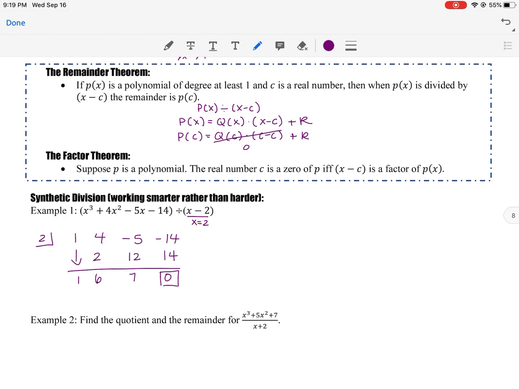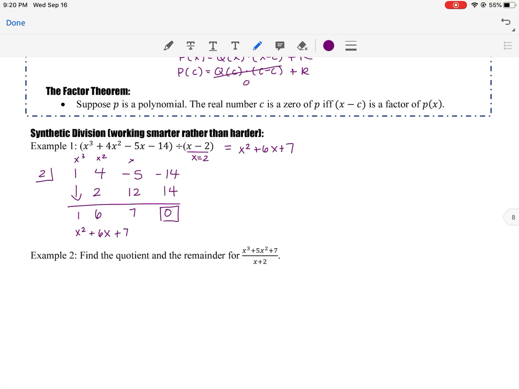As a reminder here, we're asking what is actually this answer. Technically, when we divide that, what do we get? This is originally x cubed, x squared, x, and the constant. This answer is 1 degree less. So this is really x squared plus the coefficient of x is 6, and then you've got a constant 7. So this answer would be x squared plus 6x plus 7.